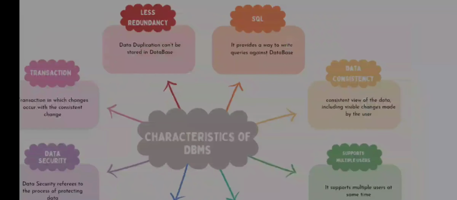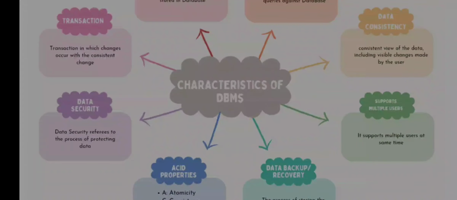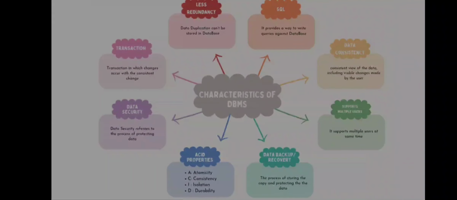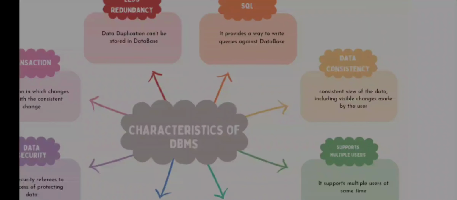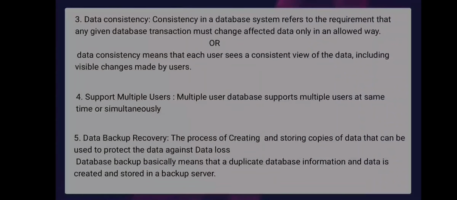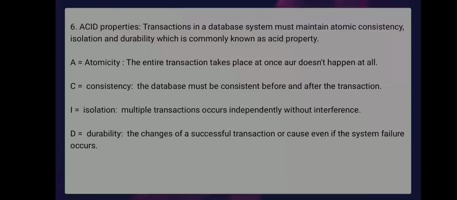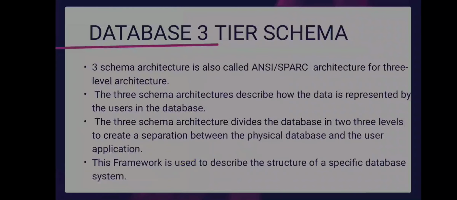So here we have seen different characteristics. The first is SQL, second is less redundancy, third is transaction, fourth is data security, fifth is ACID properties, sixth is data backup and recovery, seventh is support for multiple users, and eighth is data consistency. So here is the brief about the characteristics of DBMS. With that we move further, to the database 3-tier schema.